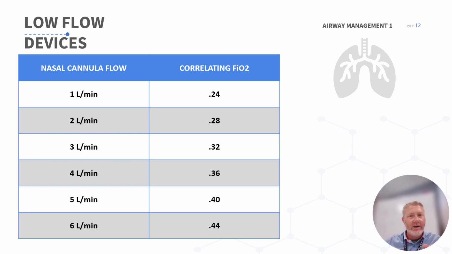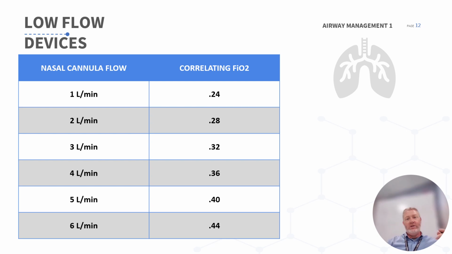So keep that in mind when you're looking at, like, oh, they're on 30%, they're on a 2 liter cannula, so it's like 28%. Okay, it's probably around 28%, but how are they breathing? Are they slow and shallow breathing?